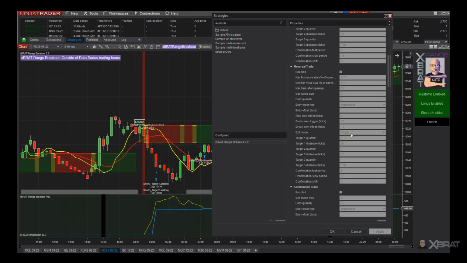The exit mode on reversal at this moment in time, we're just using target. We're not using our confirmation mode, which we use on the other strategies. At this moment in time, it's just a quick target, because sometimes these moves run out of juice and come back down again or up. So then we've got target exit modes, targets.